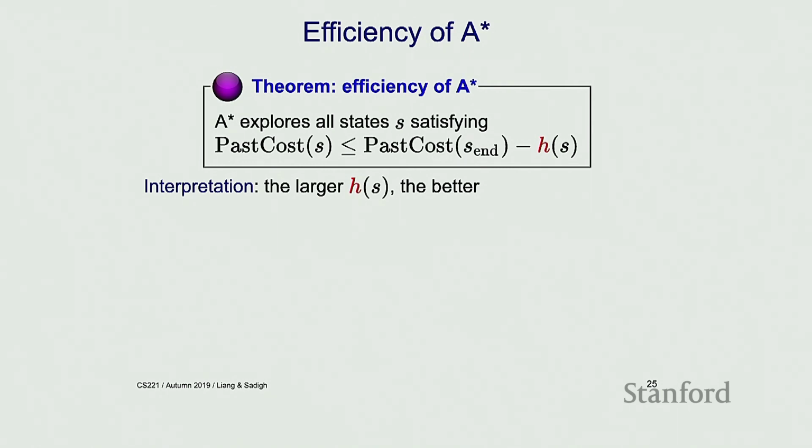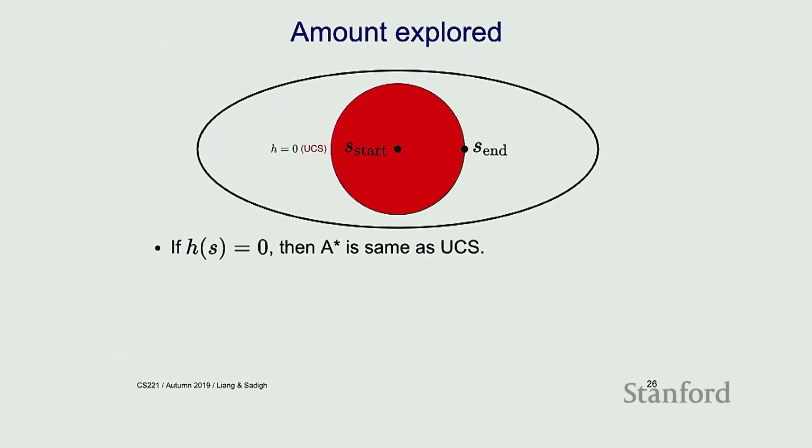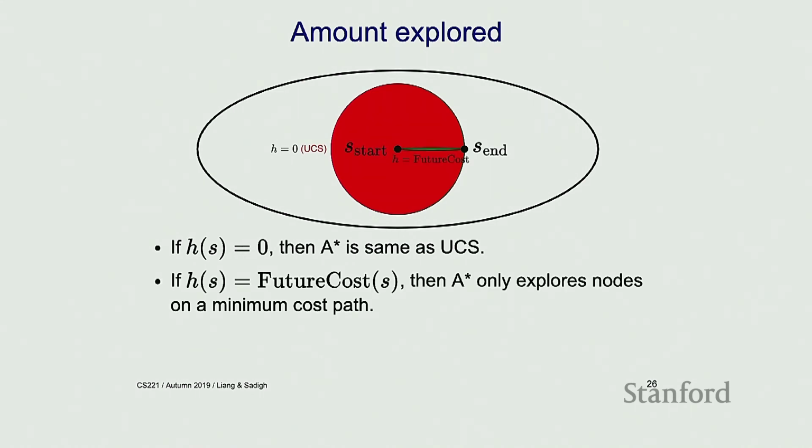The interpretation of this is that if H is larger, then that's better, right? If my heuristic is as large as possible, that is better because I am exploring a smaller area to get to the solution. The proof of this is like 2 lines, so I'm going to skip that. So let me actually show what this looks like. If I'm trying to get from S star to S end, and I'm doing uniform cost search, I'm uniformly exploring all states around me. That is equivalent to assuming that the heuristic is equal to 0. Uniform cost search is basically A star when the heuristic is equal to 0. So what is the point of the heuristic? The point of the heuristic is to estimate what the future cost is.